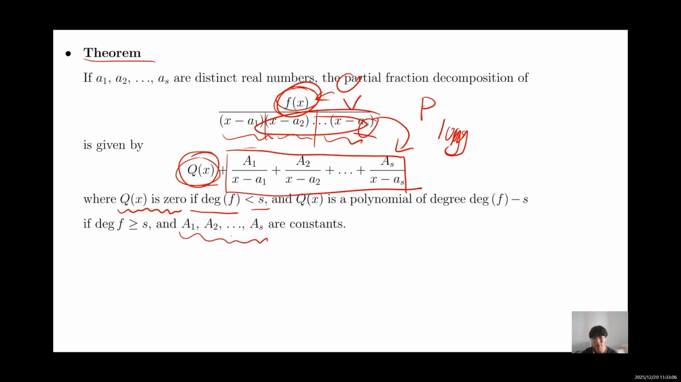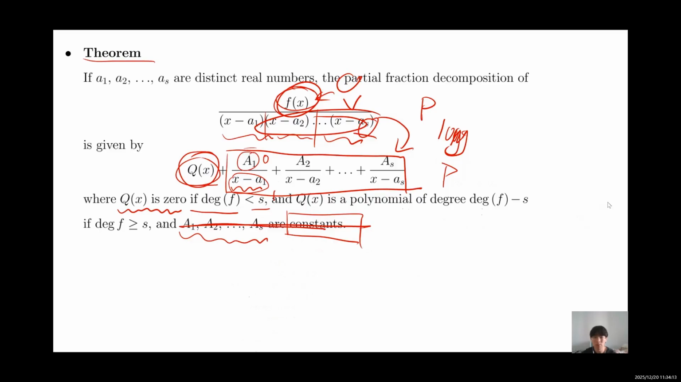As for a1, a2, up to as, here they are constants because all of them are proper rational expressions. The degree of the denominator is 1, so the degree of the upper part can only be 0. So in this case, a1, a2, and as are all constants. But if it's x squared minus something or plus something, the numerator over this can have degree 0 or 1. Please make sure they are proper.